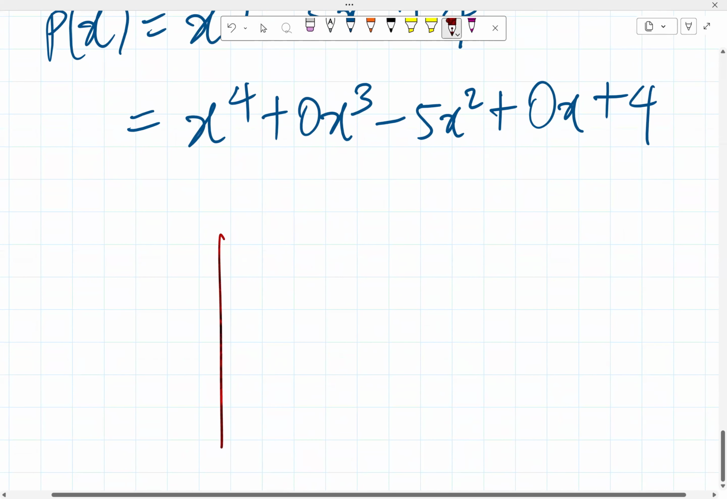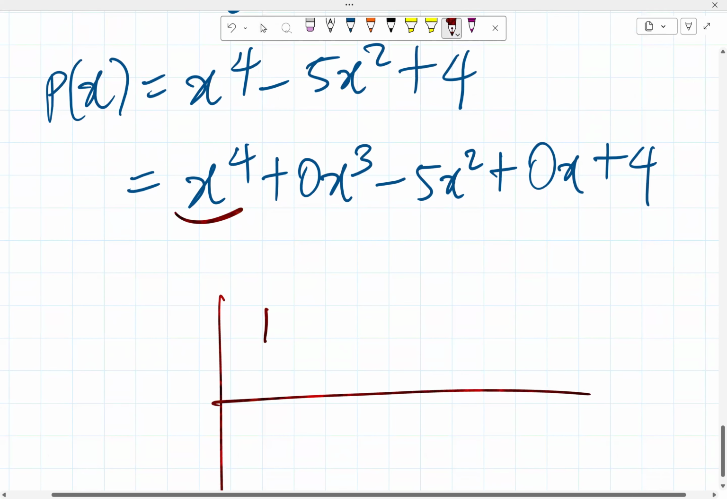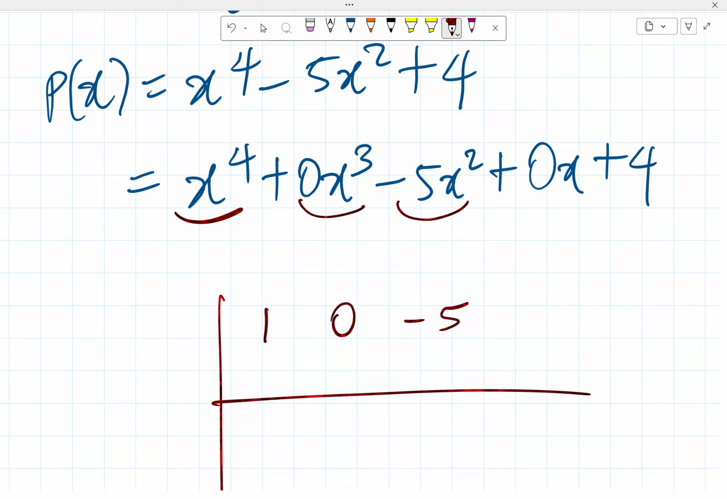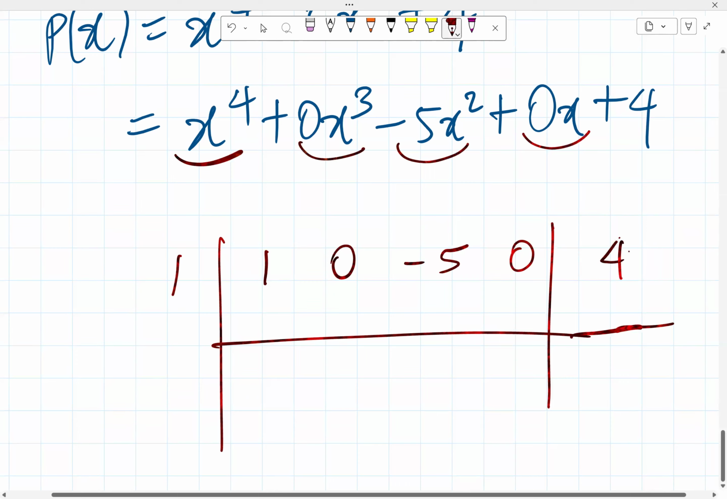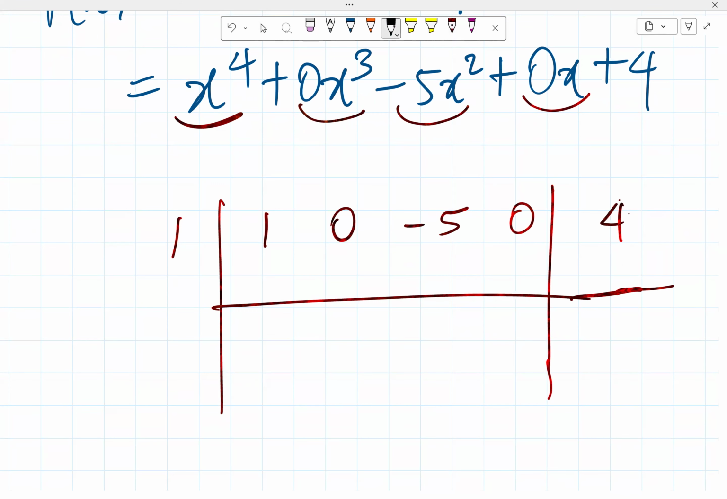So here I have this. For the synthetic division, I have the coefficient of x to the 4 as 1, coefficient of x cubed as 0, the coefficient of x squared as minus 5, the coefficient of x, that's 0. Then the last one, which I like to put apart, that's the constant, which is 4. And don't forget, we are using 1 as our divisor. So what do you do first? Bring down this 1. Just bring it down normally.